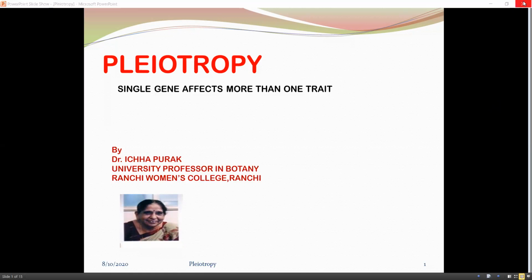Today we have assembled to discuss pleiotropy. Retired university professor in botany from Ranchi Women's College, Ranchi.